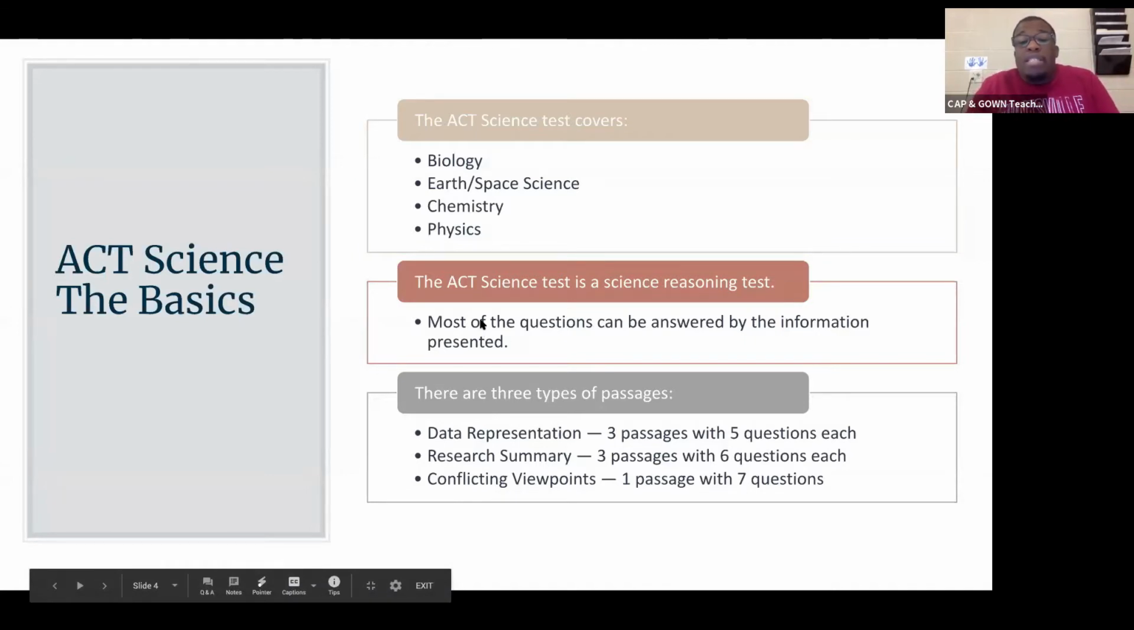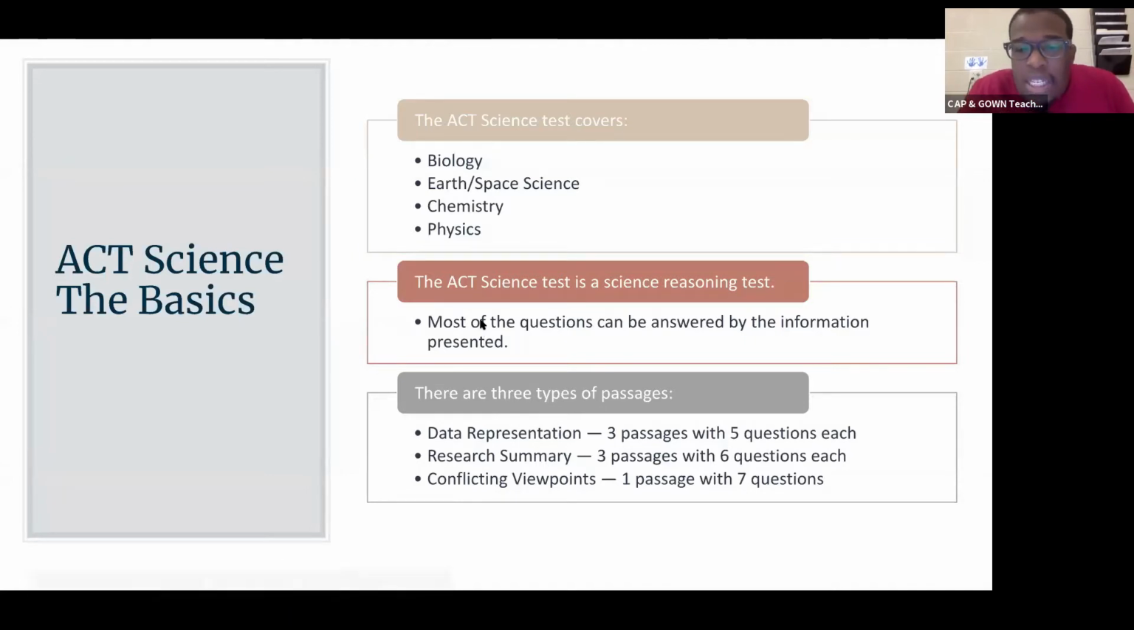The ACT science test is a science reasoning test, which goes back to what I just said. Most of the questions are going to be answered by the information they present you with. You're not going to have to spend a great deal of your time trying to remember everything you learned in your science classes. It's going to be very intuitive, and you're going to answer questions based on reasoning from what they give you.